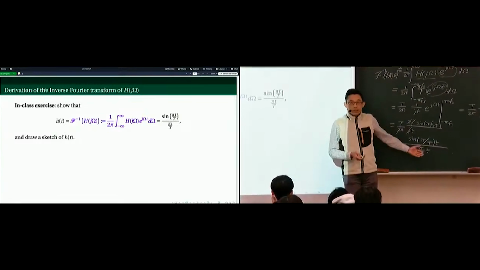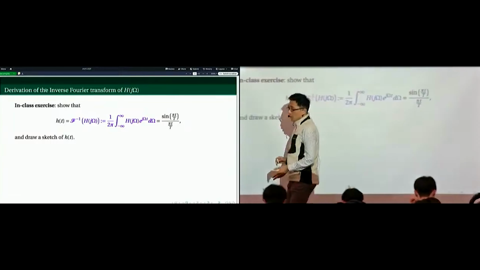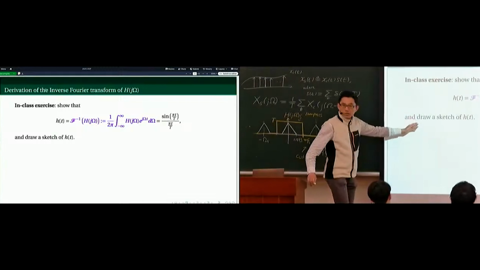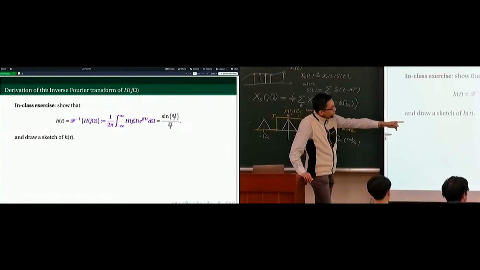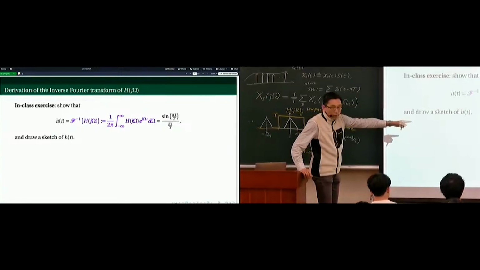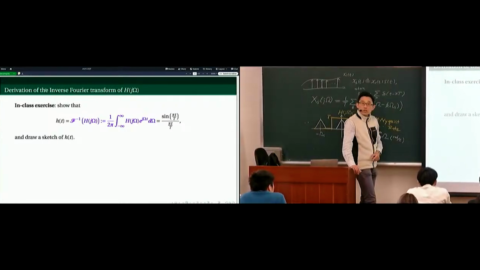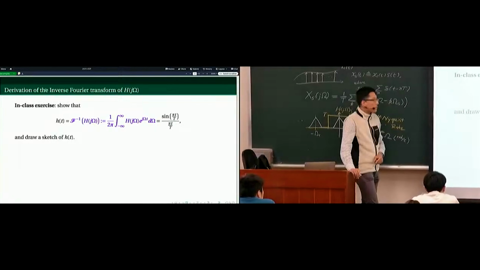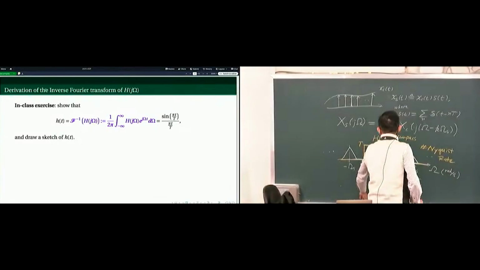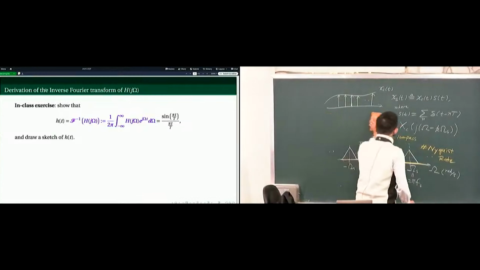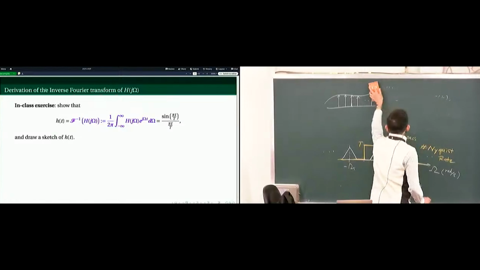So far so good. That's a simple exercise, hopefully. I love drawing sketches, because I learn things by drawing. Now we have this beautiful thing, sine of something divided by that thing, but how does it look in the time domain? Maybe I can erase this part. Next we want to be careful to draw a sketch.